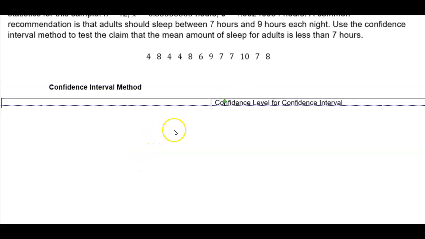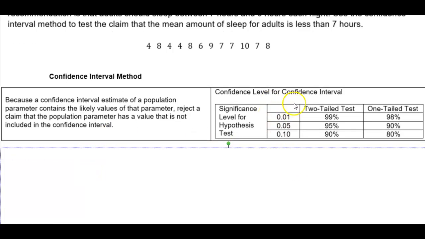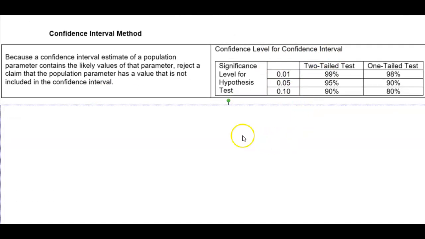Okay, now recall with the confidence interval method. Because a confidence interval estimate of a population parameter contains the likely values of that parameter, you reject the claim that the population parameter has a value that is not included in the confidence interval. And then here are the confidence levels for the confidence intervals.